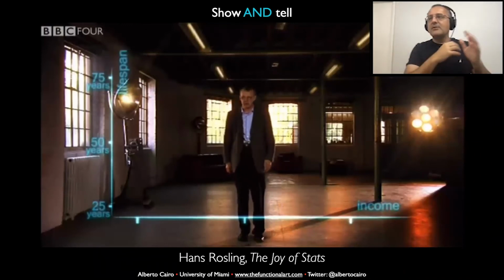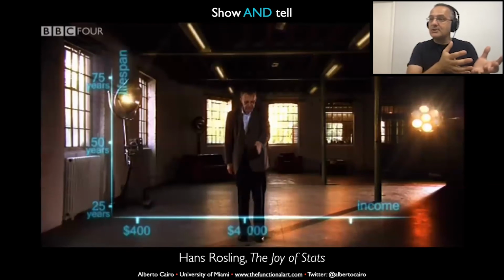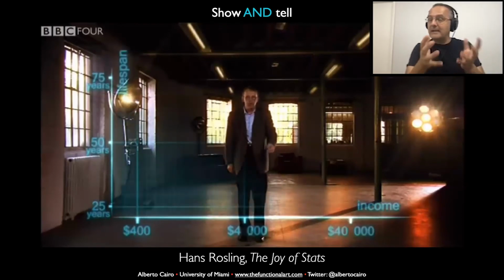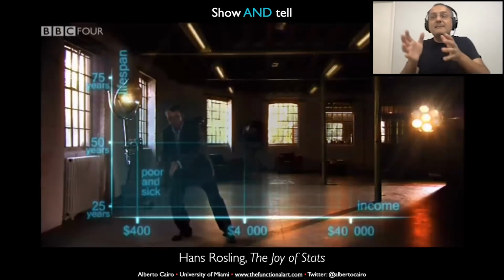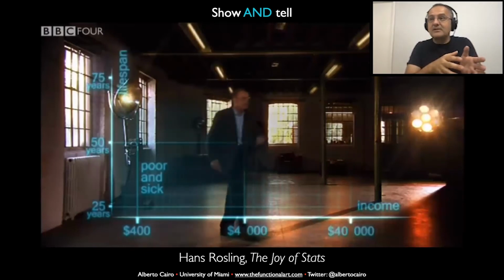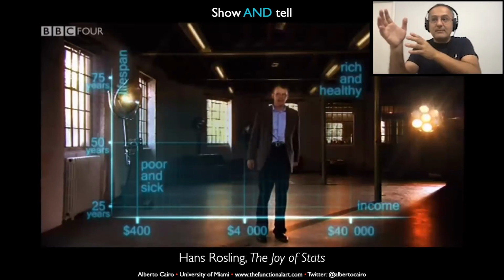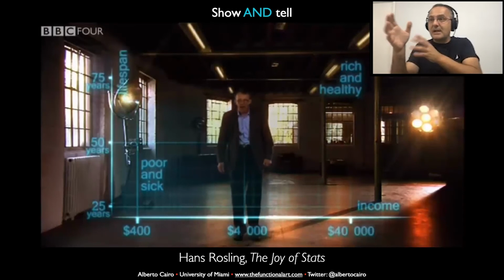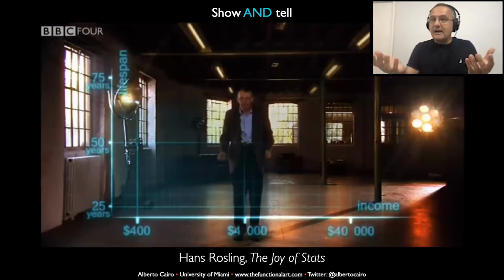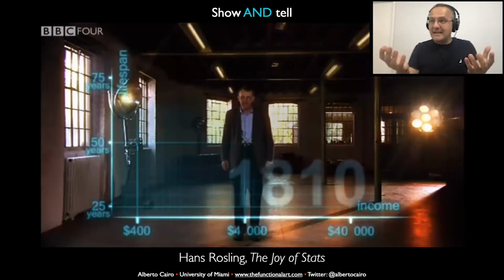There is also going to be a horizontal axis, and the position on the horizontal axis means income, the level of income of several countries. That means that if your country is down here, it means that your country is on average poor and sick. If you're up here, it means that your country is rich and healthy on average. So let's take a look at what the world looked like in the past, in 1810."